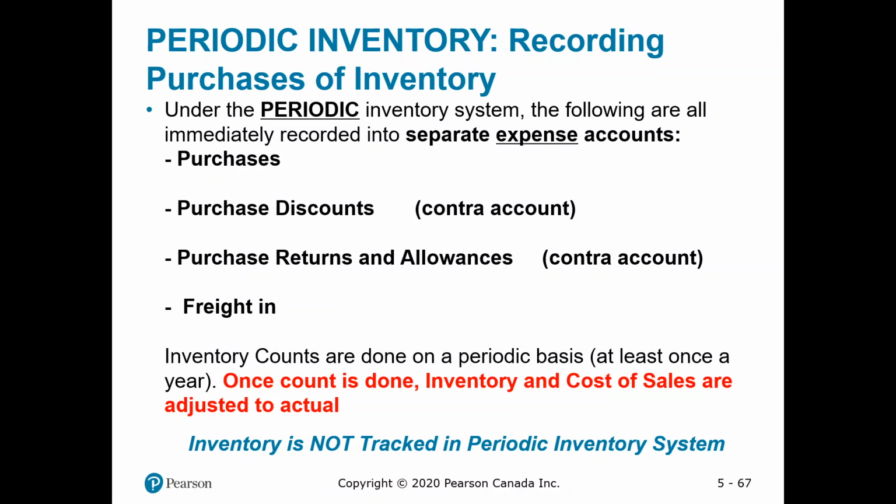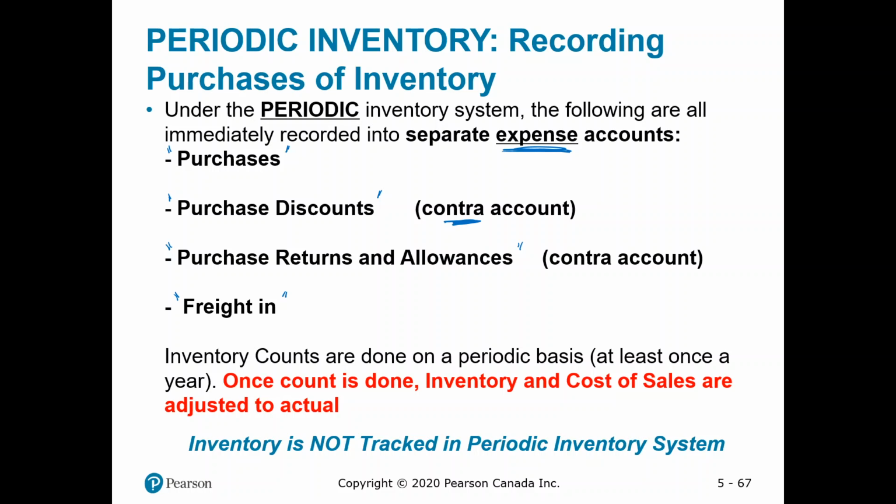And these are the accounts that you would see under the periodic inventory system. So separate expense accounts when these things happen. So when they record a purchase, you actually use what's called the purchases account. So that would be the account name. If you received a discount from paying early, it would go into what's called a purchase discount account. And this is a contra account because we know it decreases the amount that we're paying. If you had any returns or allowances, these are tracked in their own account, and freight in would also be tracked in its separate account.